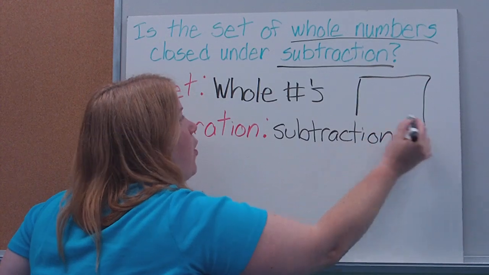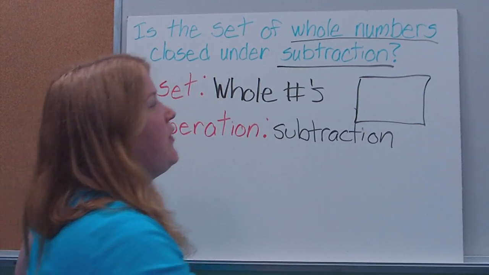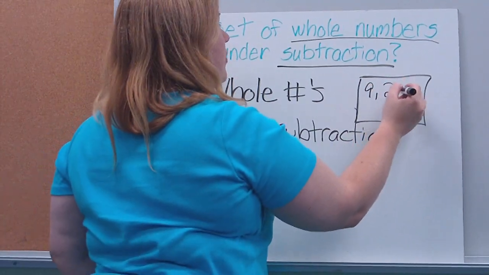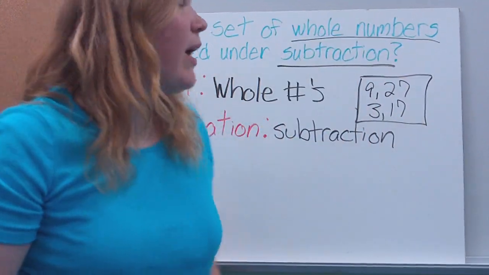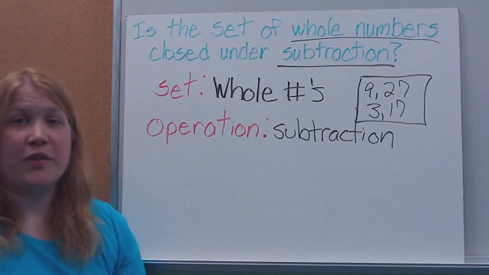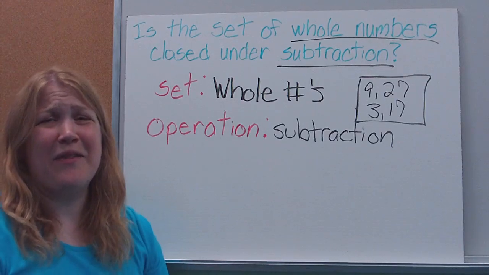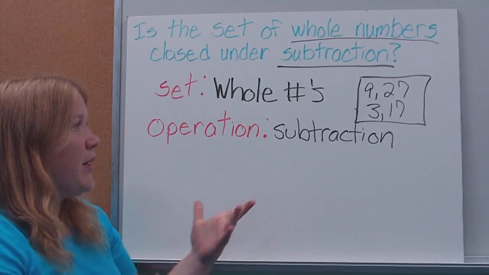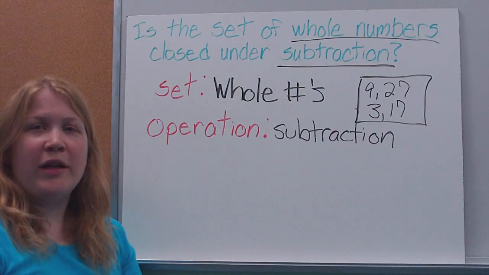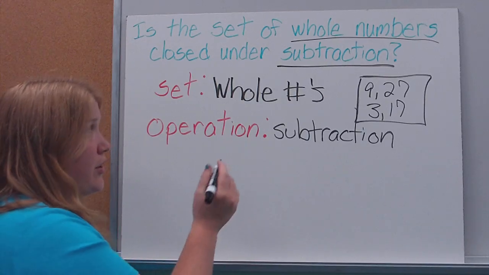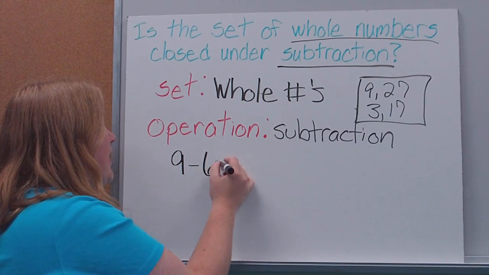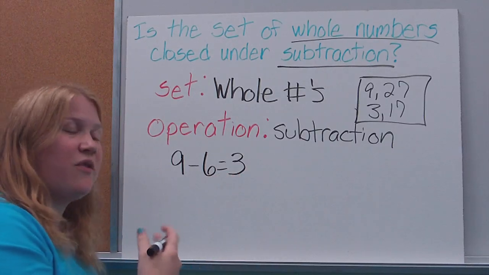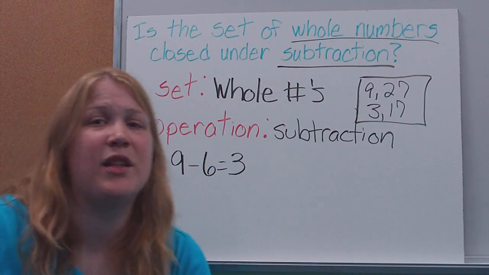So, whole numbers, what are a few we could put in here? 9, 27, 3, 17. We could pick anything we want. That's a whole number. 0. Obviously, I can't put them all in there. So we're going to pick a couple and see if we can figure out if this is closed under the operation of subtraction. Well, let's just try 9 and 6. 9 and 6 gives me 3. This fits within my box. Does that mean that's closed?